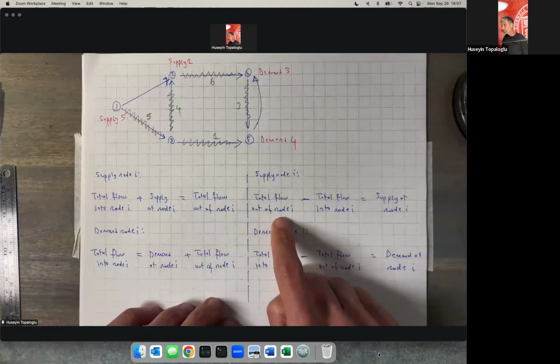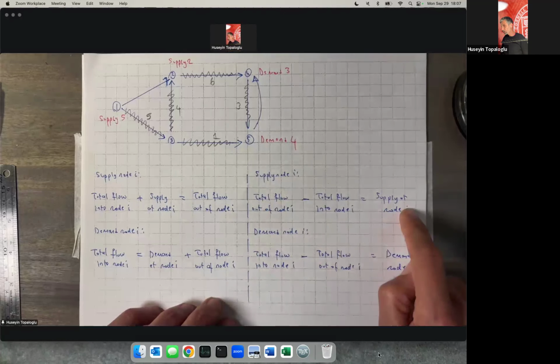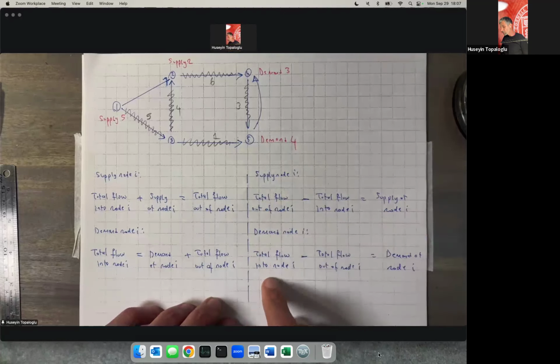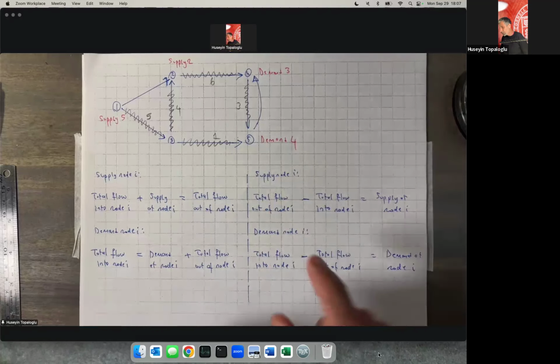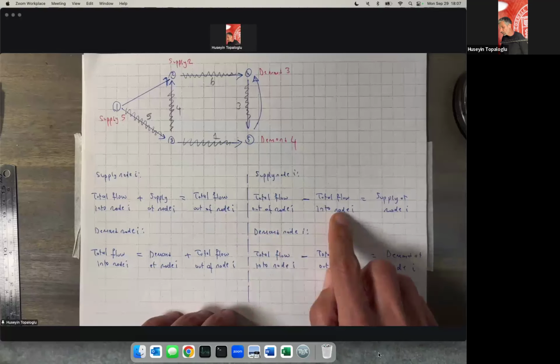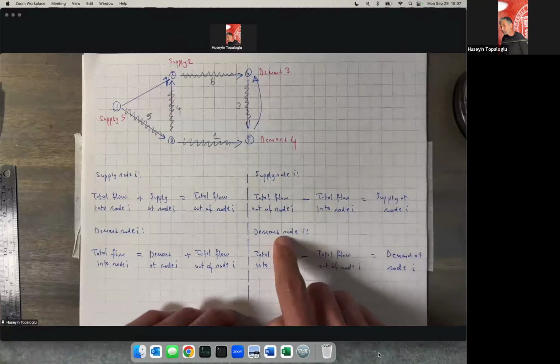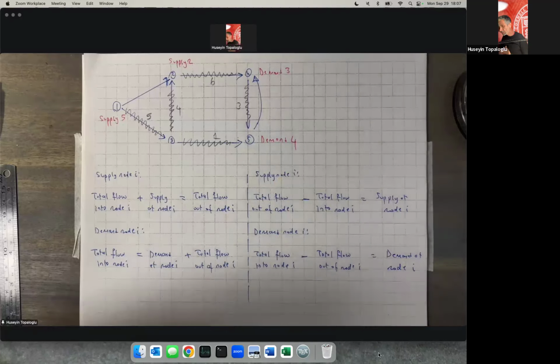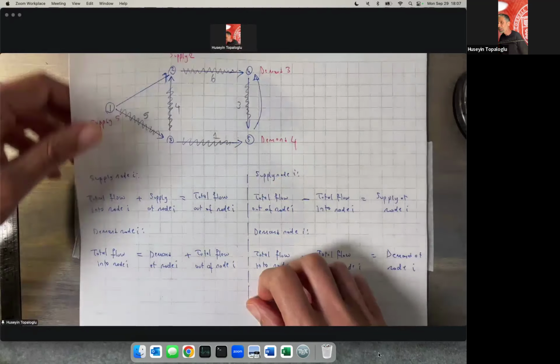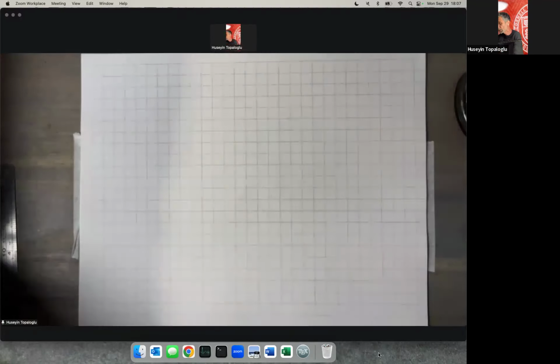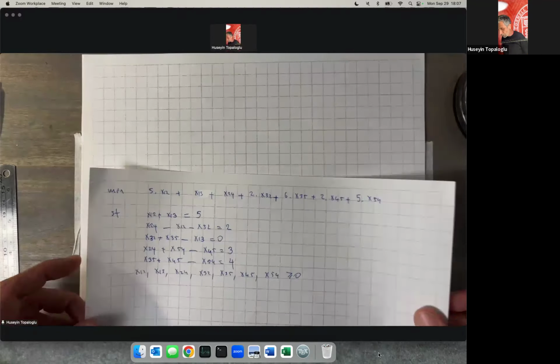The total flow out of node I minus the total flow into node I is equal to supply at node I. On the other hand, for demand nodes, I need to write the total flow into node I minus the total flow out of node I is equal to the demand at node I. So I need to write a different left-hand side: out minus in for supply nodes, in minus out for the demand nodes. And I don't want to memorize that. I don't want to keep that in mind all the time. So let's try to tweak our formulation a little bit so that we do not need to do this memorization all the time. And here's how we're going to tweak our formulation a little bit.